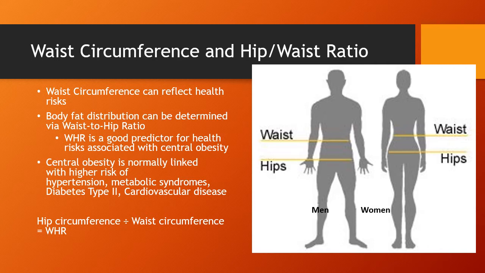And central obesity is the overall fat accumulation that happens around our abdomen. Now, central obesity has normally been linked with higher risks of hypertension, metabolic syndromes, type 2 diabetes, and cardiovascular disease, just like some of the risk factors that go along with increased waist circumference.